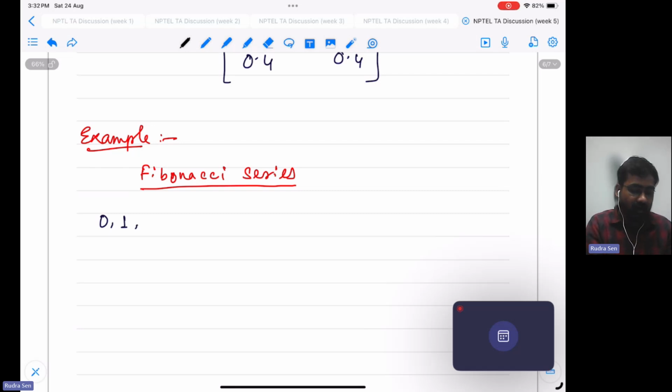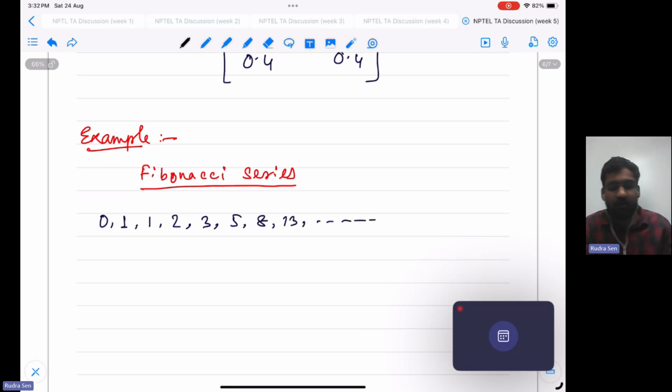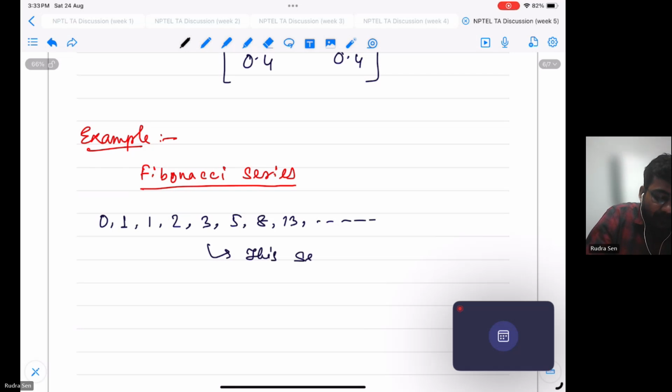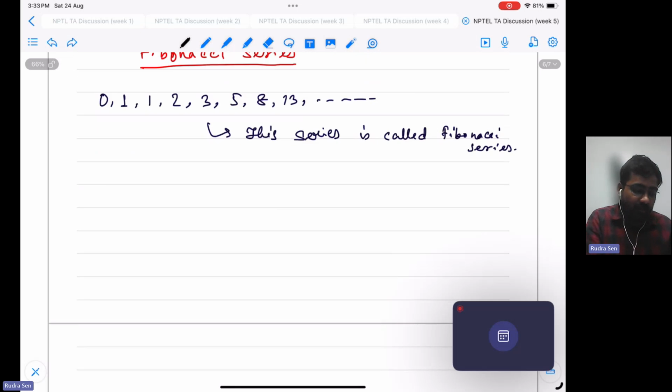The next term would be 1 plus 0, that is 1. The next term would be 1 plus 1, that is 2. Then 1 plus 2, that is 3. Then 2 plus 3, that is 5. Then 5 plus 3, 8. Then 13. And this is continuous. So this series is basically called the Fibonacci series. Now I'm going to make a question out of this Fibonacci series.